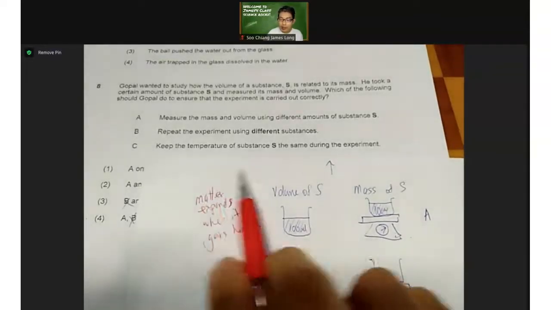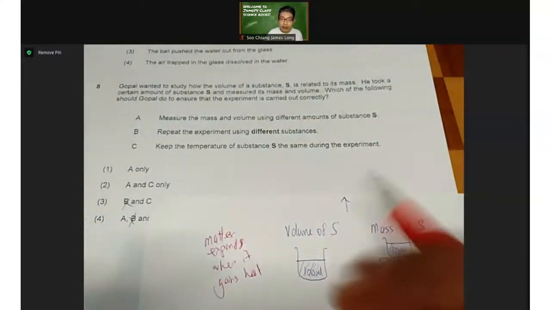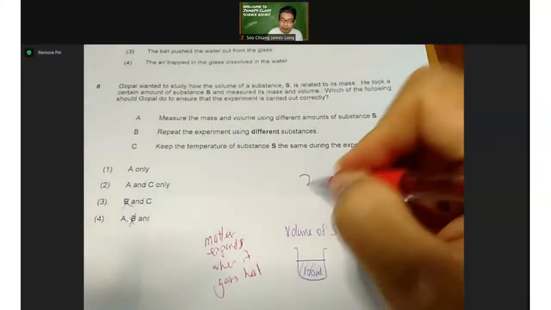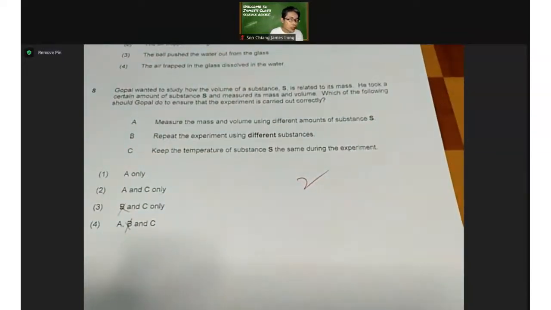So therefore, I must keep the temperature the same. So A and C. So question 8 answer is 2. Next, let's go to question 14.